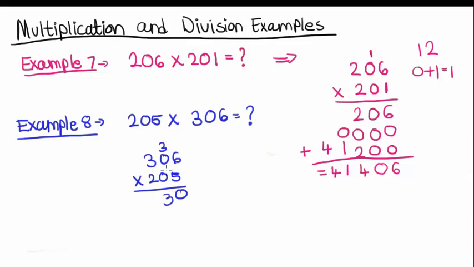Then I move on to 5 times 3 to give me a 15. Before I move on to the multiplying by 0 part of the problem, I need to put 1 0 over here. So 0 times 6 will give me a 0, same thing with 0 times 0, and again the same thing with 0 times 3.